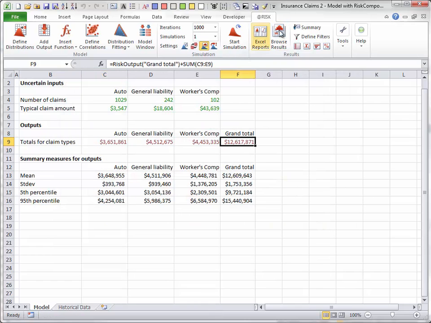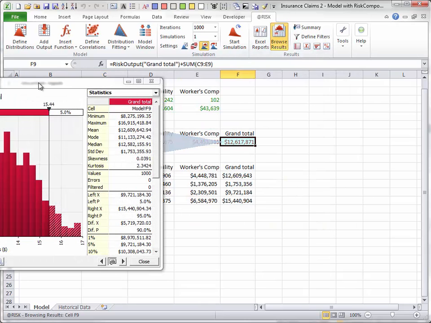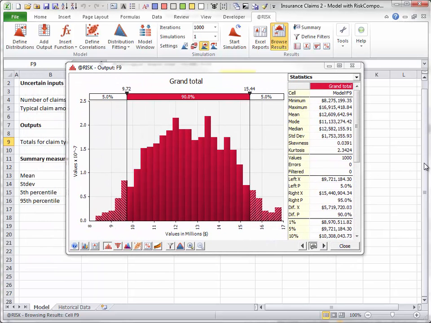here is the distribution of the grand total. It is the sum of the 3 distributions to its left, all of which are at least symmetric and somewhat bell-shaped. Therefore, because of the central limit theorem, the distribution of this sum is approximately normal.